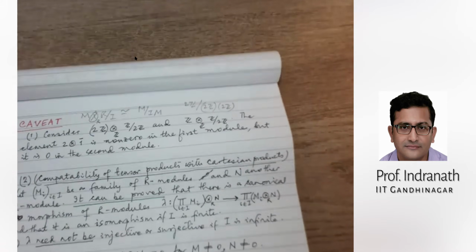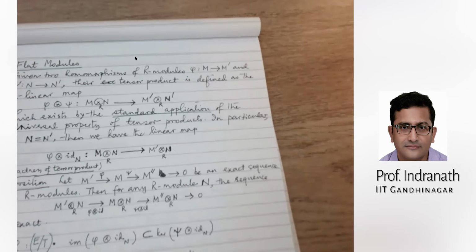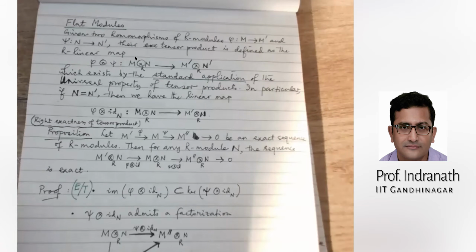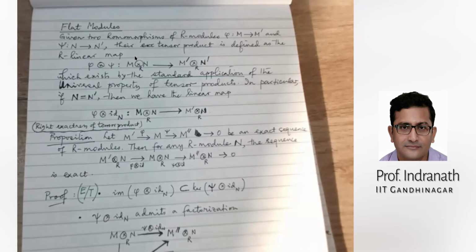Sir, when we want to say some element is 0 or not, we can produce a bilinear map which does not vanish at that tensor. So that will take care of it. Say here, 2Z tensor Z mod 2Z, we can produce a bilinear map from 2Z cross Z mod 2Z to 2Z. Say 2 tensor 1, you send it to 2. No, 2 tensor 1, you cannot send it to 2. Sir, is it at all well defined?